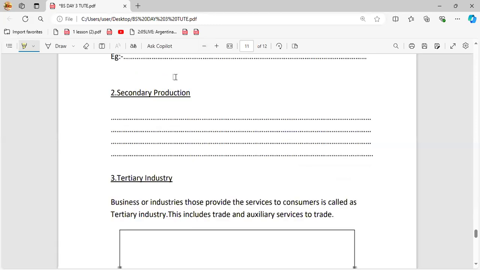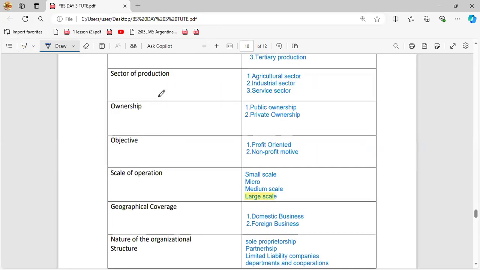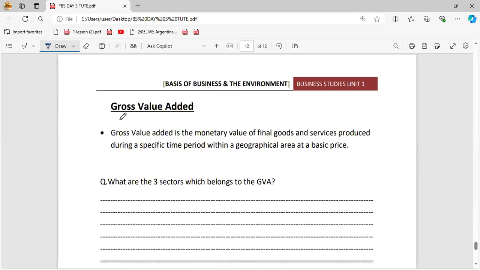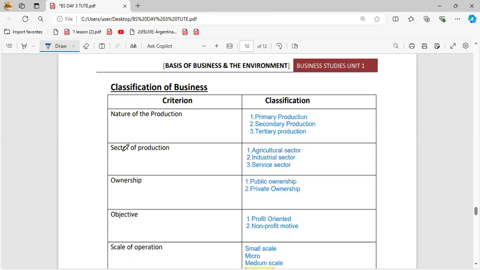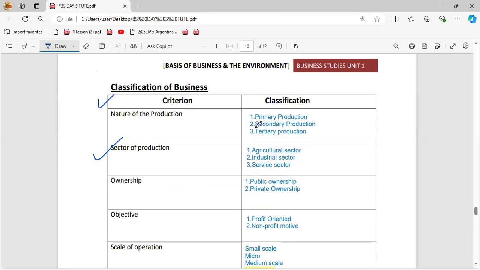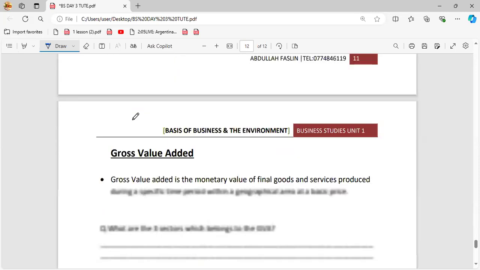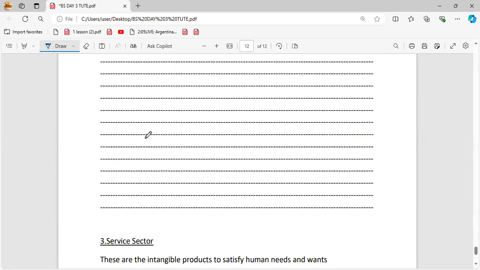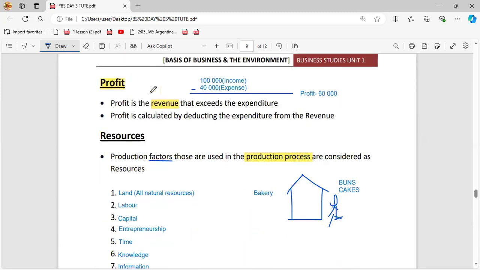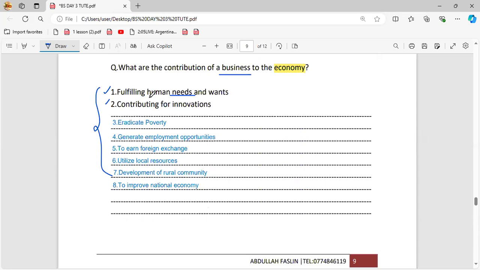Right. Then the first part of this, which is the nature of production, we are going to discuss next week. Am I clear? And gross value added means we are learning the sector of production. I'll be explaining what is nature of production, primary, secondary, tertiary sector, agriculture, industrial, service, with examples. Did you all understand? I'll be explaining all these types with examples. So today I'm finishing the class within this 1 hour, and I hope that you all understood the profit, resources, and the definitions.